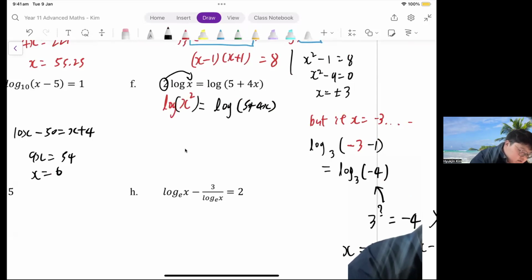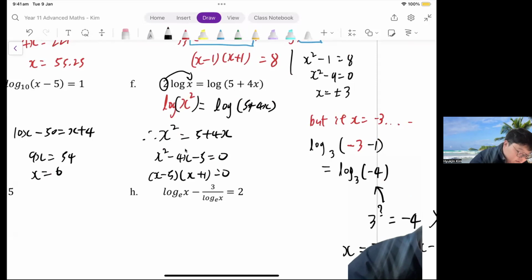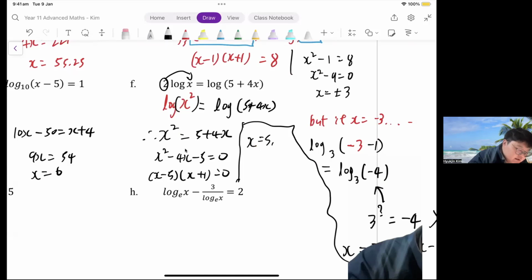Now, what does that mean? x squared equals 5 plus 4x. That means x squared minus 4x minus 5 equals 0. What does that mean? (x minus 5)(x plus 1) equals 0. Now you get x equals 5 and negative 1.